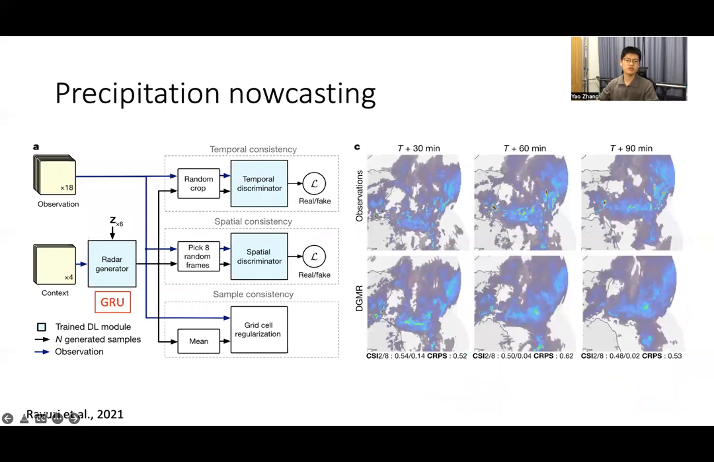The last example is a study recently published in Nature on precipitation nowcasting. Precipitation nowcasting means predicting future precipitation for a short period of time, usually several hours or one day in advance. This is a rather complex deep learning algorithm. It is based on a generative adversarial network, or GAN. GAN is another type of machine learning algorithm which has a generator and a discriminator, and two discriminators here in this study.